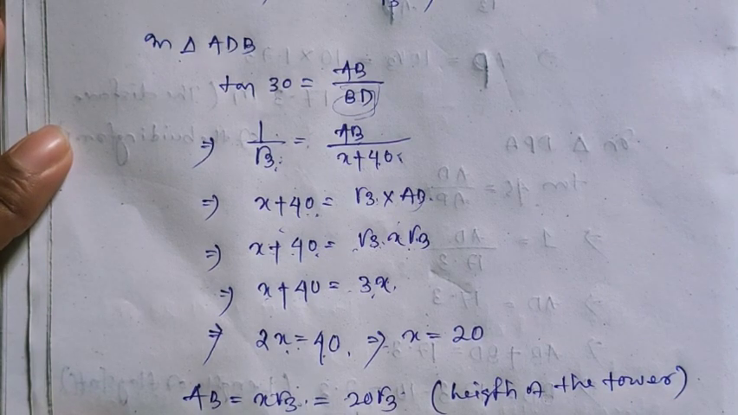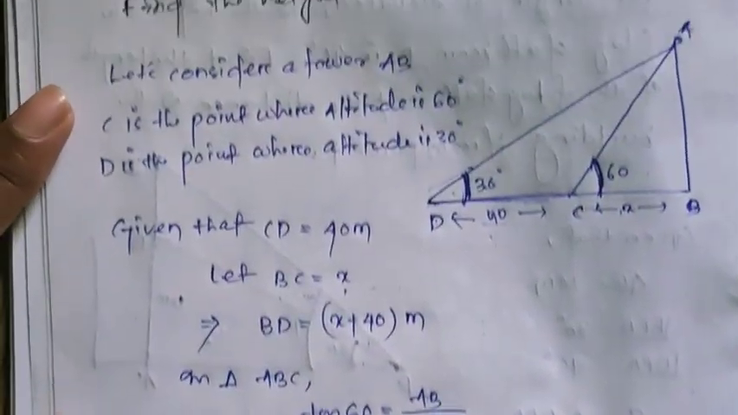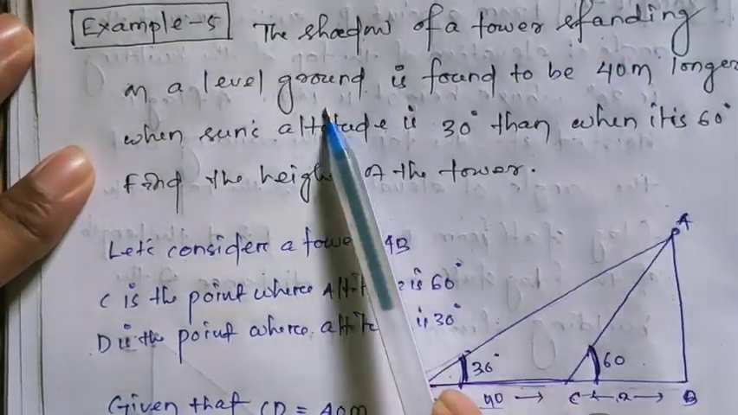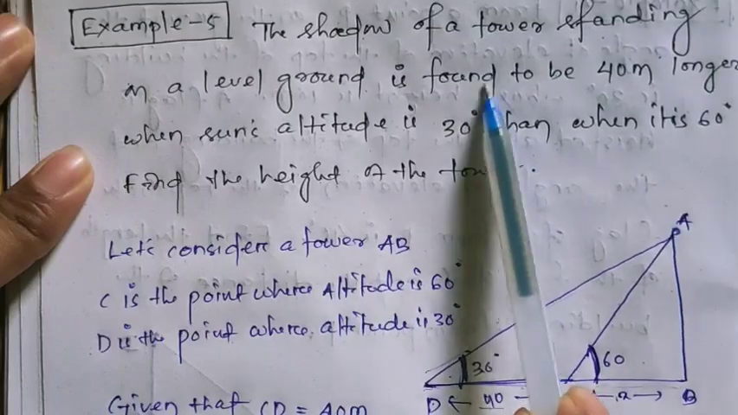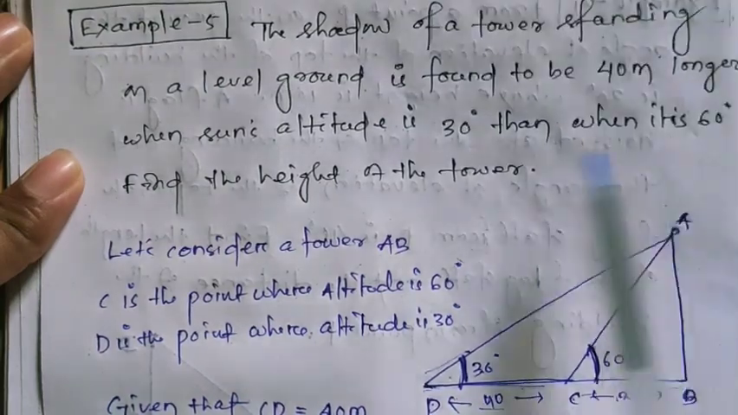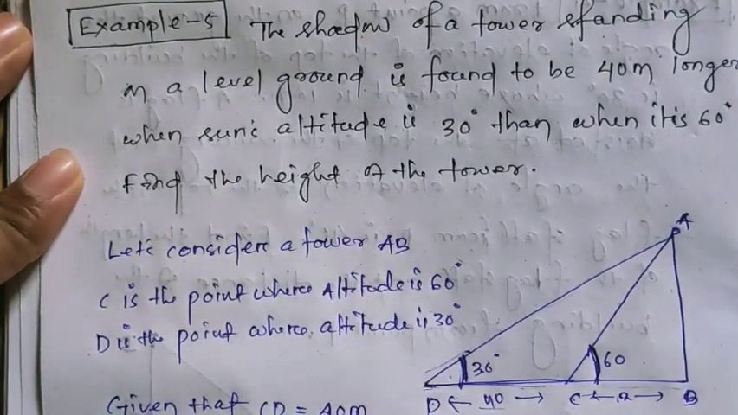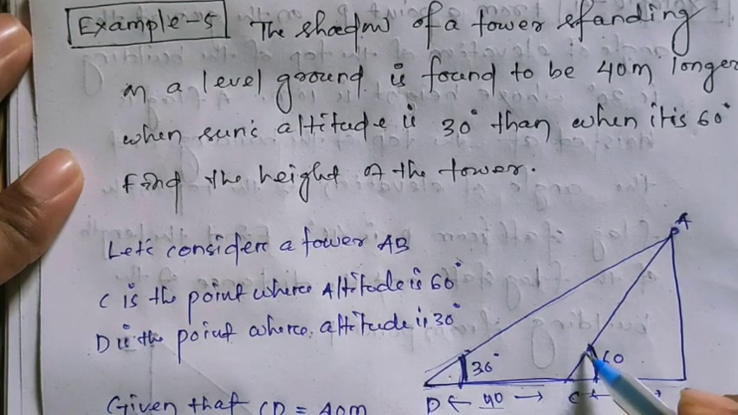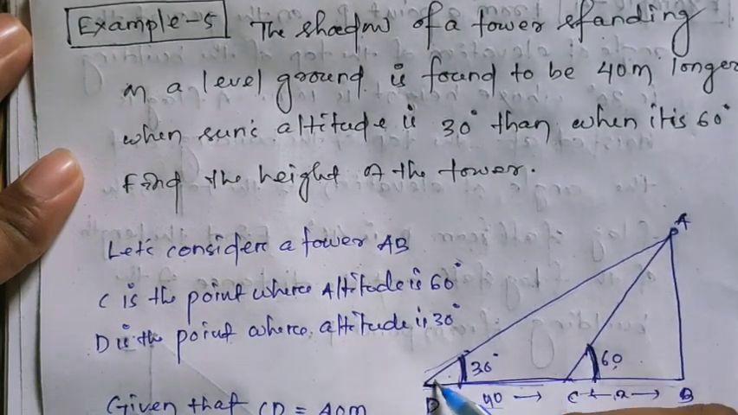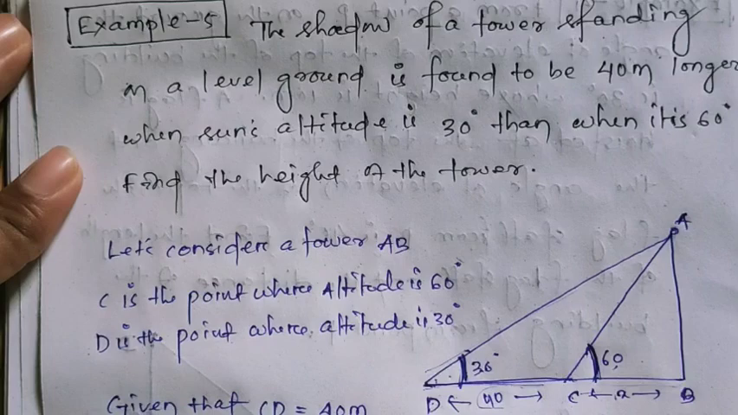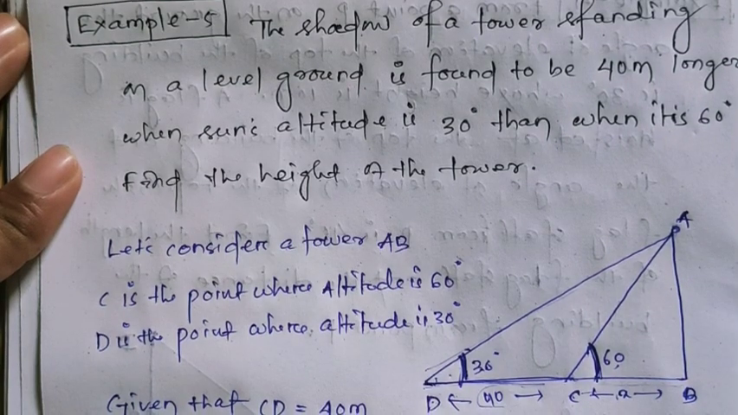So let us again revise this question. Given that the shadow of a tower standing on level ground is found to be 40 meters longer when the sun's altitude is 30 degrees than when its altitude is 60 degrees. Find the height of the tower. When the shadow of A is at C, then the altitude is 60. When the shadow is at D, then the altitude is 30, and the distance between C and D is given as 40 meters, right? We have to find out the height of the tower, that is AB.